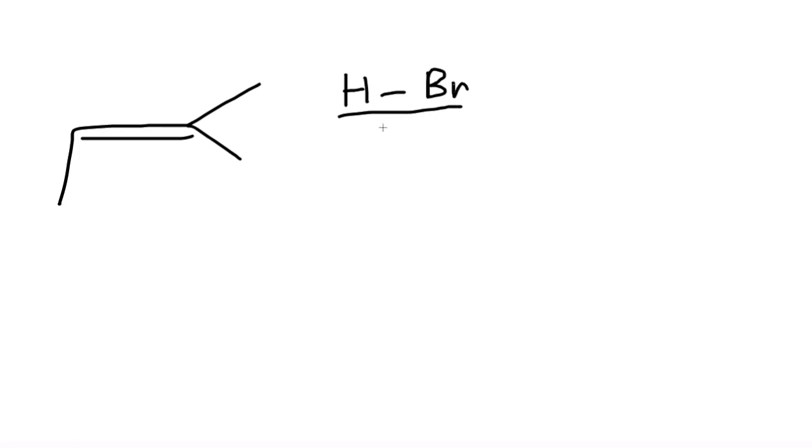Another example, if we have the same structure, we have the hydrogen and the bromine, but this time we have something underneath. This formula right here is called an organic peroxide. When you see this formula over here, this will tell you this is an anti-Markovnikov problem.